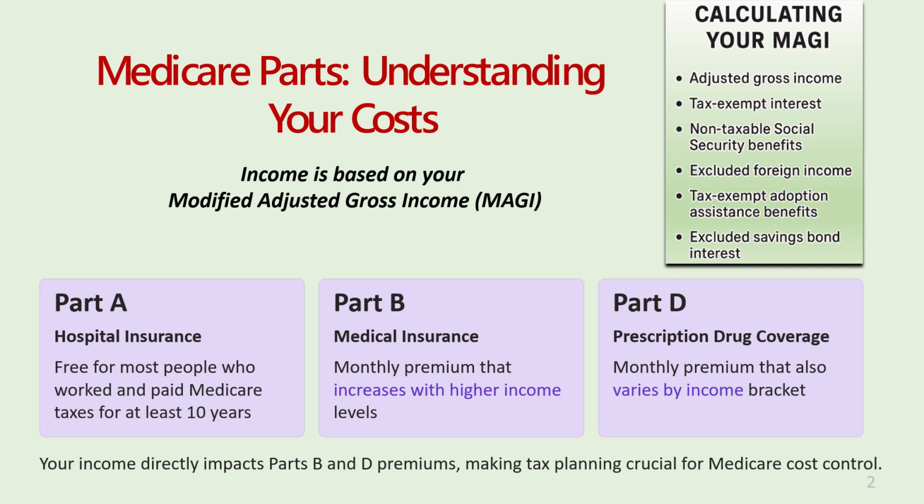This part covers doctor visits, outpatient care. It has a monthly premium, and this is the focus of our lesson. Then we have Part D, which is prescription drug coverage. This also comes with a monthly premium that varies based on your insurance plan and your income. The key takeaway here is that your income directly impacts the premiums for Part B and D. If you want to control your Medicare costs in retirement, you must pay attention to your income structure.